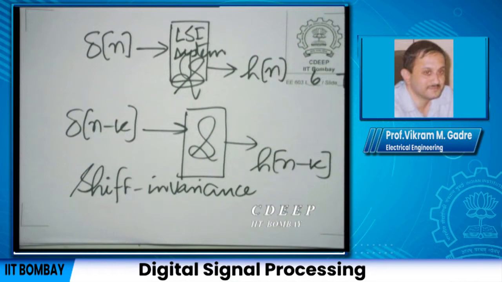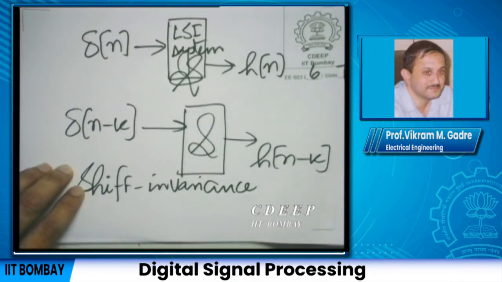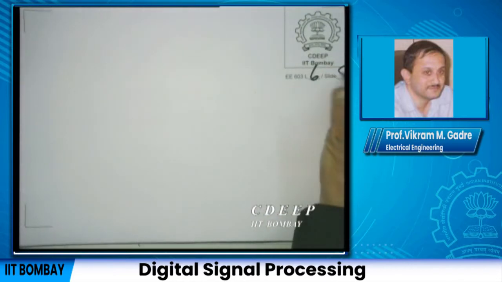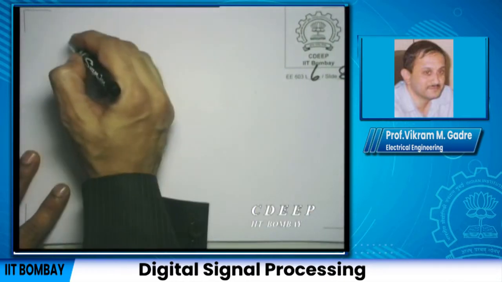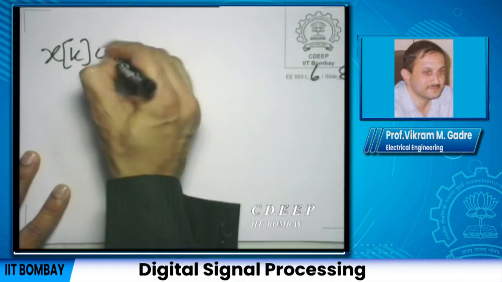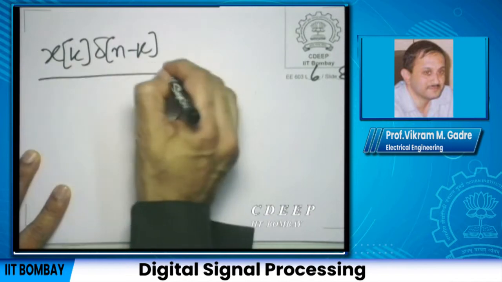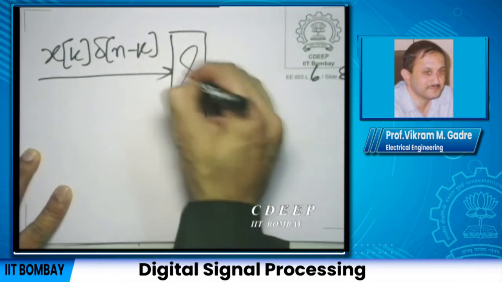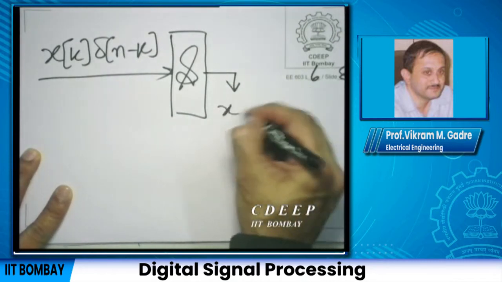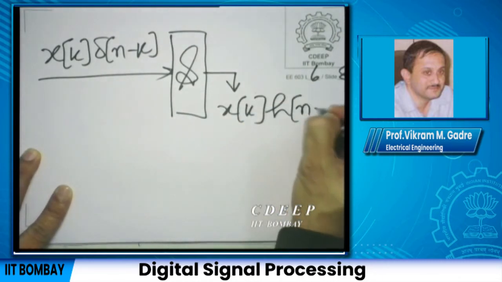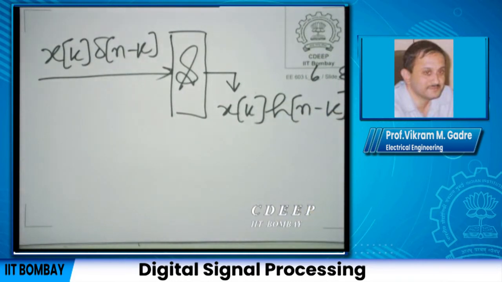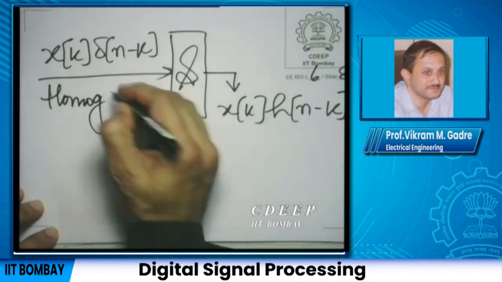We now invoke homogeneity. x k times delta n minus k. Remember, x k is a constant. x k times delta n minus k, when applied to the same system, is therefore expected to produce x k times h n minus k. Note again here, h of n minus k is a sequence, x k is a constant. The interpretation must be very clear at every step. So, here we have invoked homogeneity or scaling.